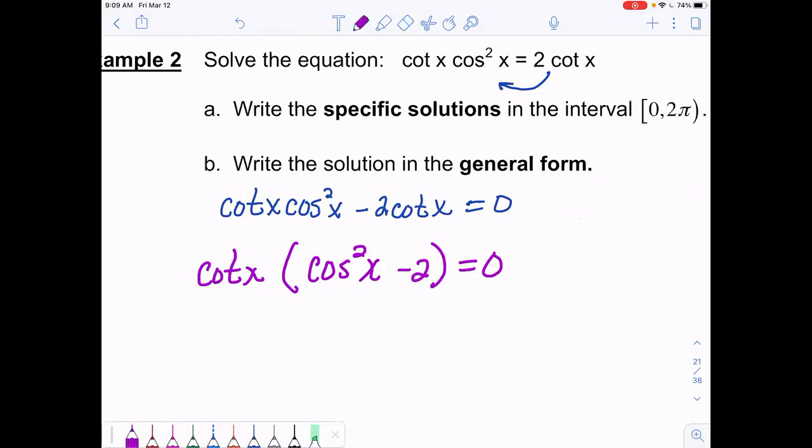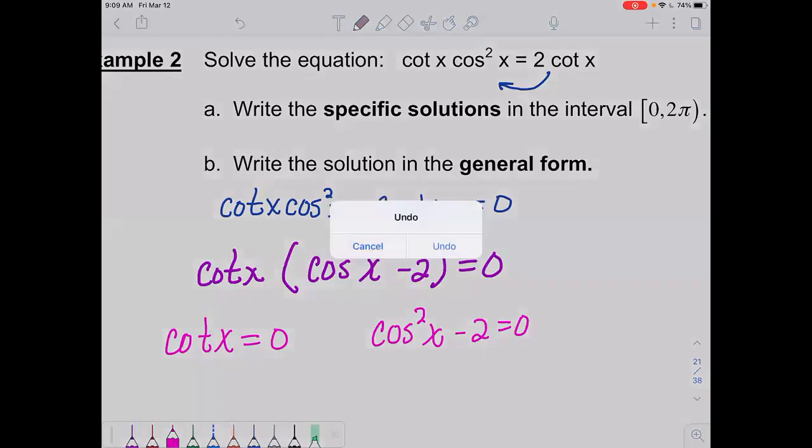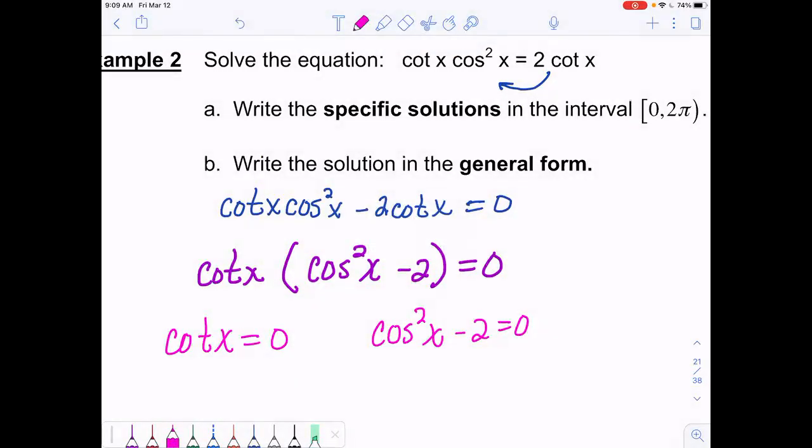So we're going to take the cotangent and set it equal to 0. And then we're going to take the cosine squared and set it equal to 0. That's how factoring works. Factoring is a way to solve when it's equal to 0. Once it's factored, split them apart and individually solve for each, in this case, function.